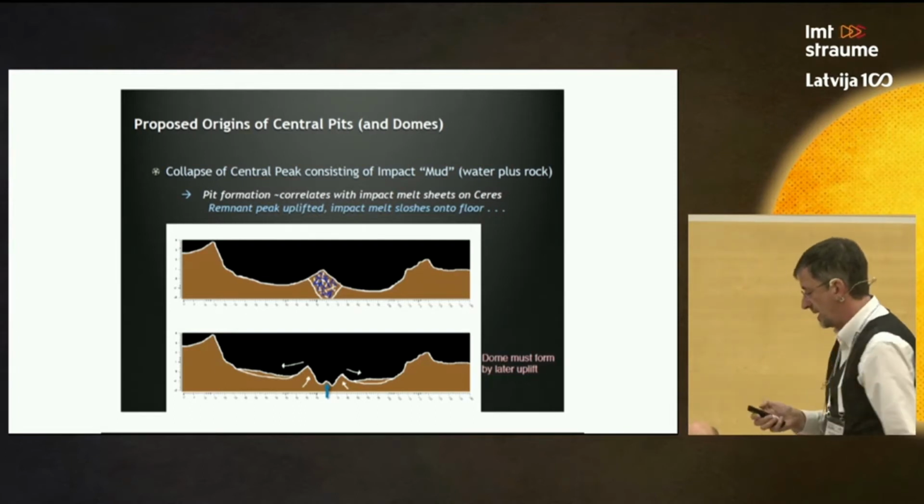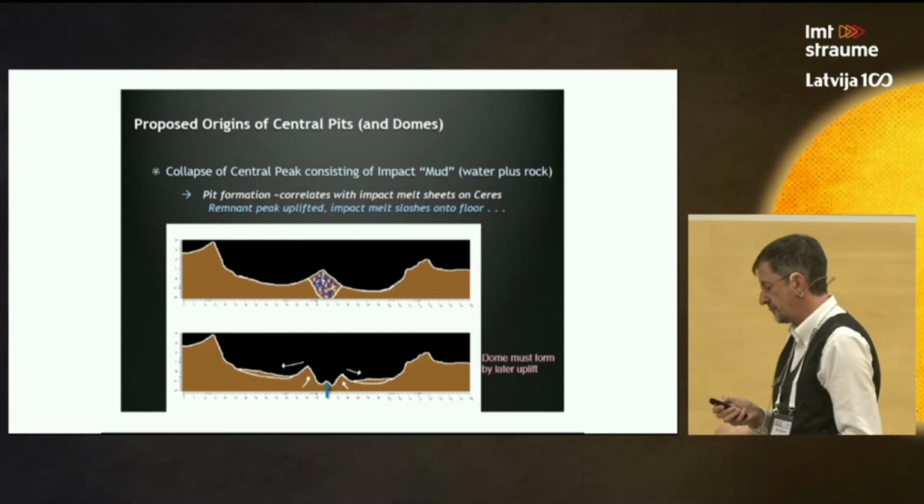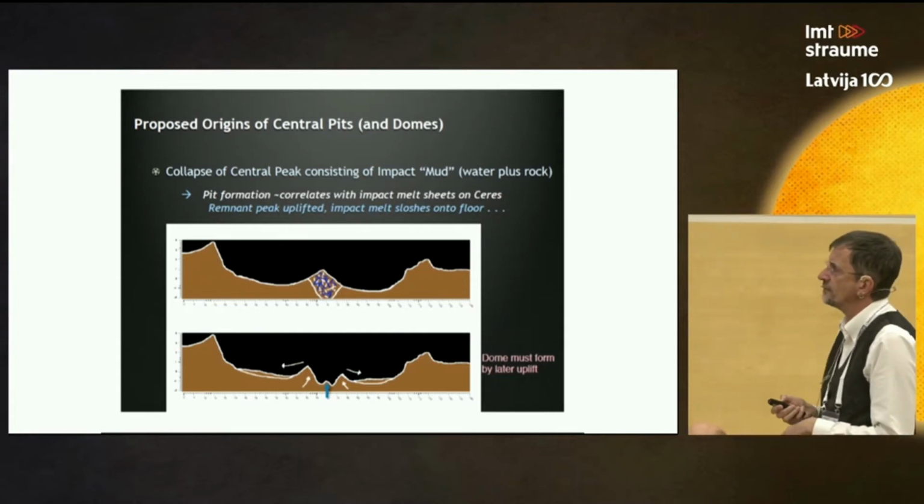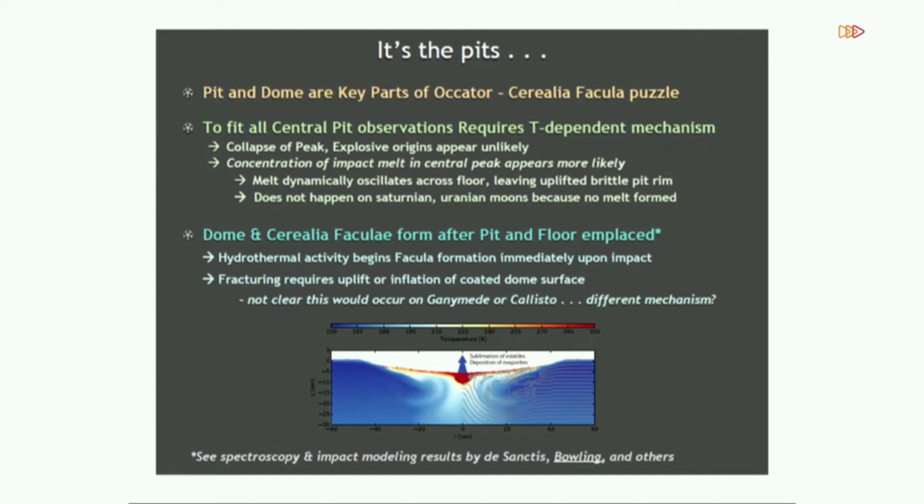And then the dome would form after that, when you have various other processes like refreezing and stuff like that. So considering all the information, all the constraints we have, and the fact that we really need to go back and do some more modeling, this one seems to be the best explanation for what I think is going on. So the final slide is that the pit and the dome are key parts of the Occator Ceres facula puzzle. If we're going to explain the bright deposit there, we have to understand what's going on in the center, how this structure formed, because it's the gateway for the material to get to the surface.